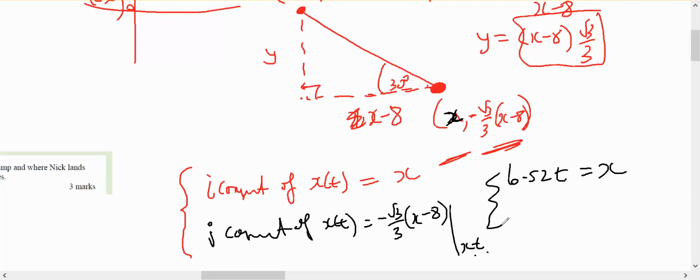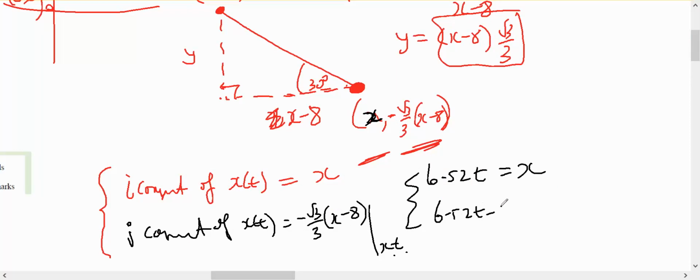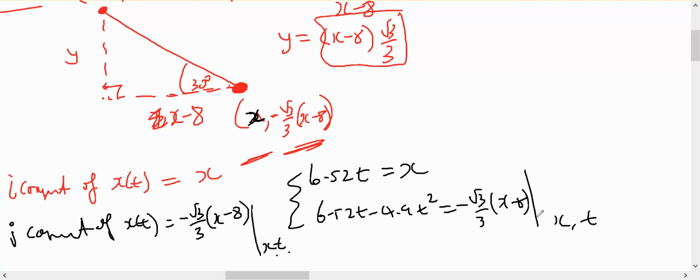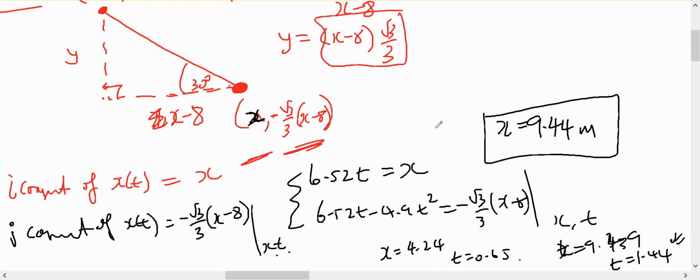So the j component will be, what is the j component? It will be 6.52 minus 4.9 t squared equal to negative root 3 on 3 x minus 8. Solve for x and t, and that on a calculator gives me two answers. x equals 4.24 and t equals 0.65, and that's no good because it has to be bigger than 8. It also gives me x equals 9.439 and t equals 1.44, which I do like. So therefore, they will land at a value of x equaling 9.44 meters, and that's the horizontal distance across.